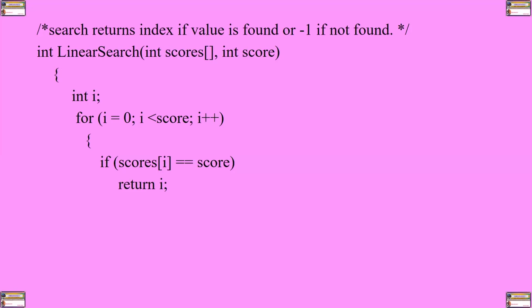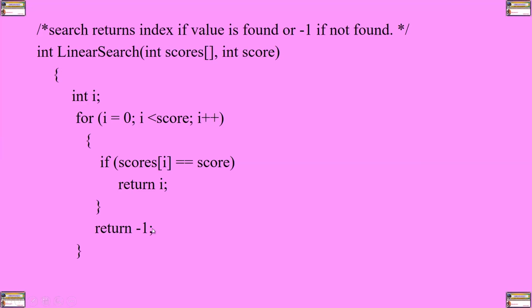And that will continue until the value of I is no longer less than score. And then the control will be taken out of the for loop and it will return or send -1 to the main function.